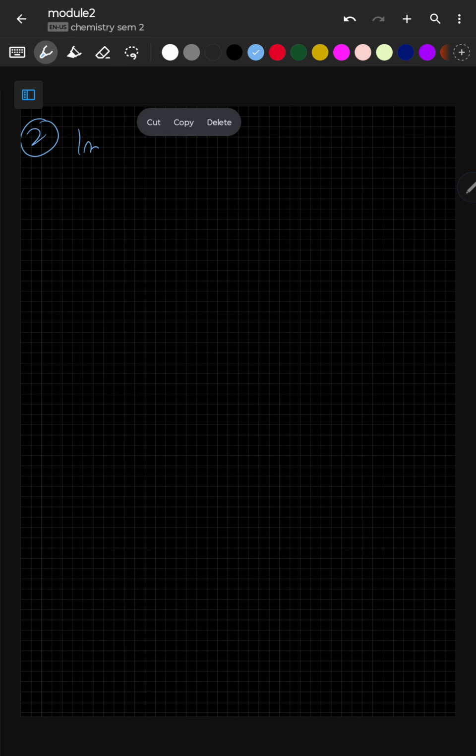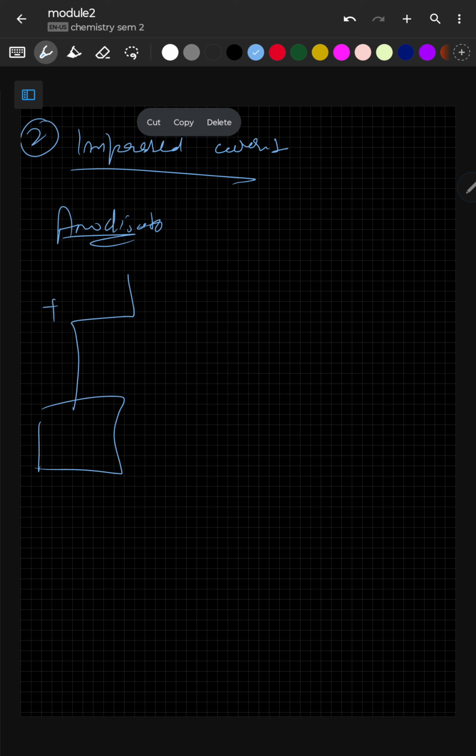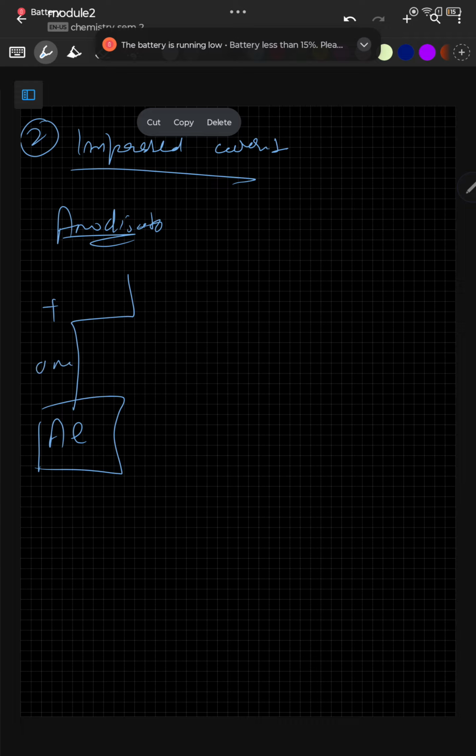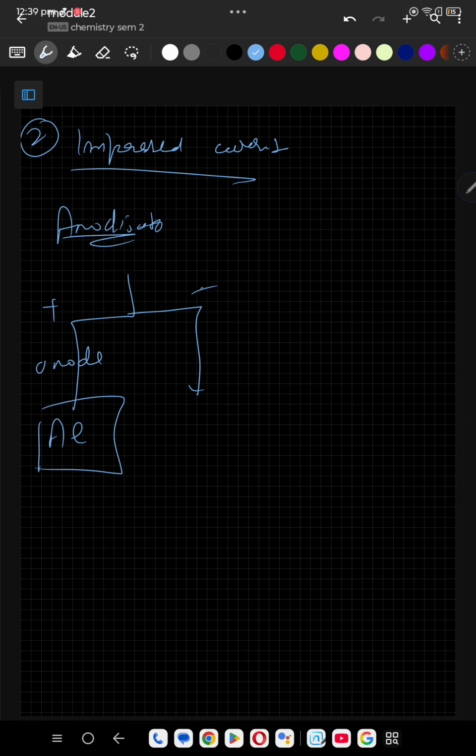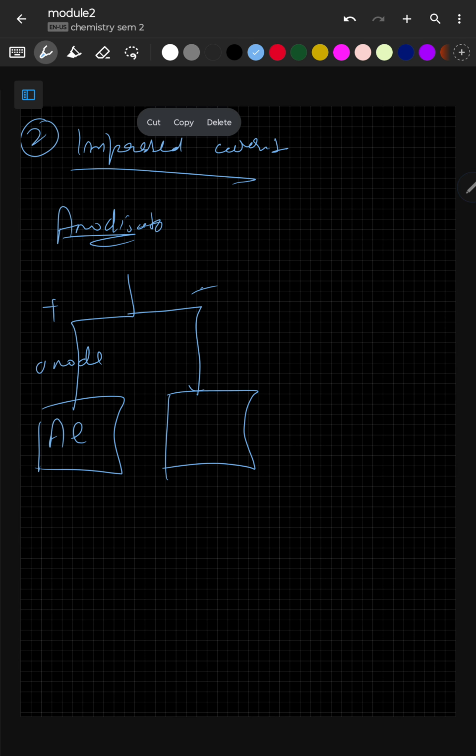The next one is impressed current. Now in this, there are only two topics: one is anodization and one is this impressed current, where the anode is going to act positive and the cathode is going to act negative. I'll give a little comparison. In anodization, we wanted the anode itself to be protected, but we also wanted the anode to undergo oxidation. So what did we do? Even though we made the anode positive, we made it aluminium, and the cathode, which was negative, we made that the inert material, stainless steel.